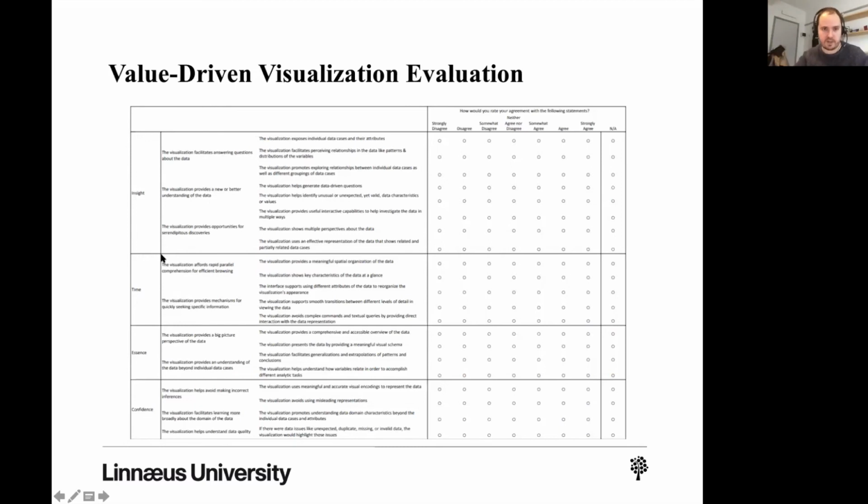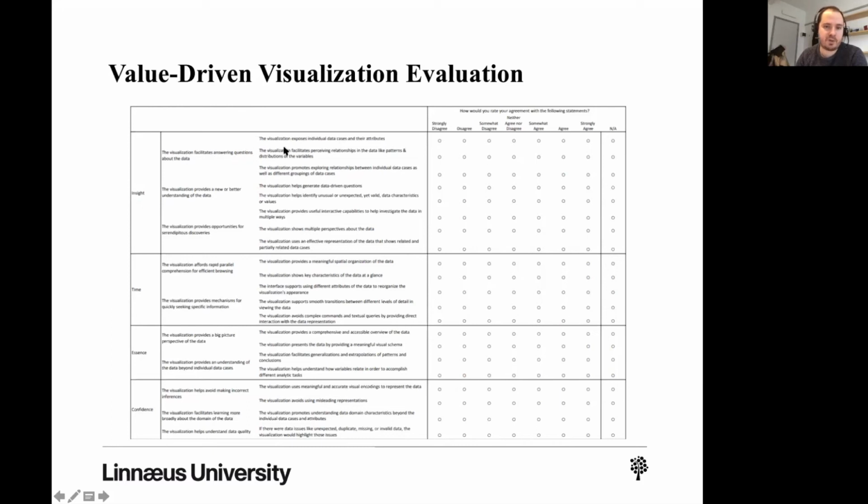It's a tree, right? And then each of these sub-branches has leaves, and the leaves are the actual questions that the person is answering, right? So, for example, for insight, we can have a sub-branch here that says the visualization facilitates answering questions about the data. It's like you're affirming that, right? The visualization facilitates answering questions about the data, and then the user will rate that.